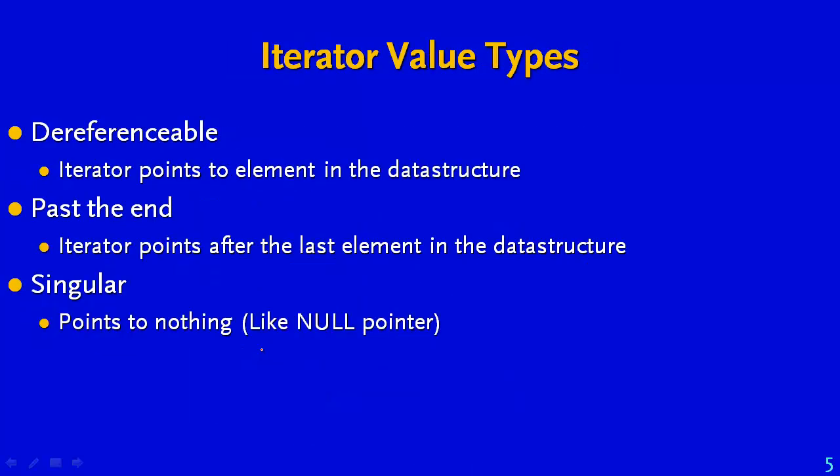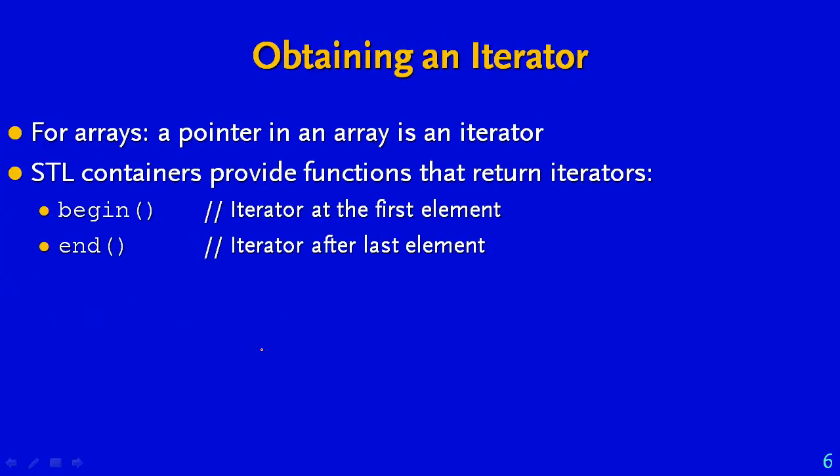We'll see some examples in a moment. There are different kinds of iterator value types. Dereferenceable means, just like a pointer, the iterator points to an element and it can be dereferenced to give you the element in the data structure or in the collection. Past the end means it's at the end, so it doesn't point to anything. You've got singular iterators like a null pointer, which point to nothing.